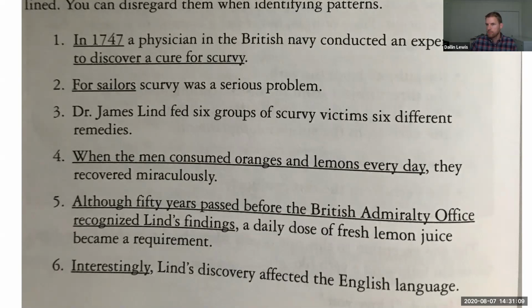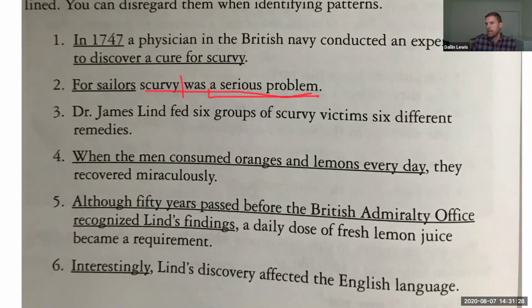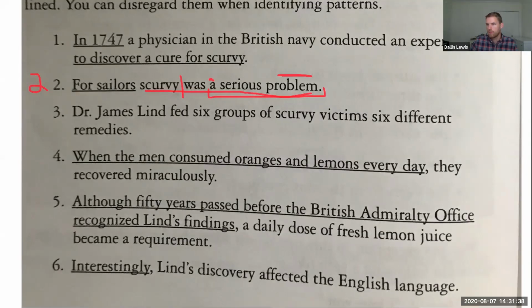That's helpful. Number 2, scurvy was a serious problem, which we're going to ignore for sailors. Was is my tense verb. Scurvy is my first noun. That's a good place to divide the subject from the predicate. Scurvy was a serious problem. A serious problem is a noun phrase. We know that because it has a determiner and a noun head word. That means we have a subject complement nominal, which makes this a pattern number 2 sentence.